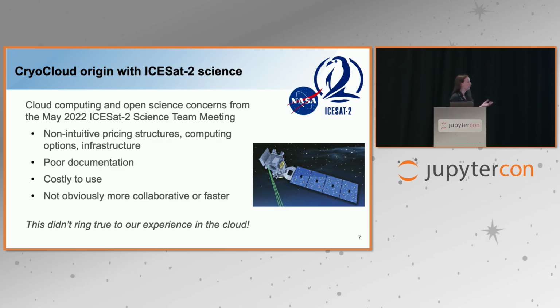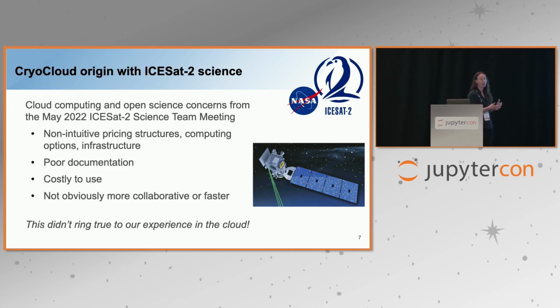And at one of the science team meetings in 2022, a lot of the researchers were complaining about the cloud and needing to transition to it because they were having a lot of problems. Non-intuitive pricing structures, computing options and infrastructure, poor documentation. They were spending a lot more money than they expected to because their IT teams were setting them up in ways that spent a lot of money, and they weren't obviously more collaborative or faster.